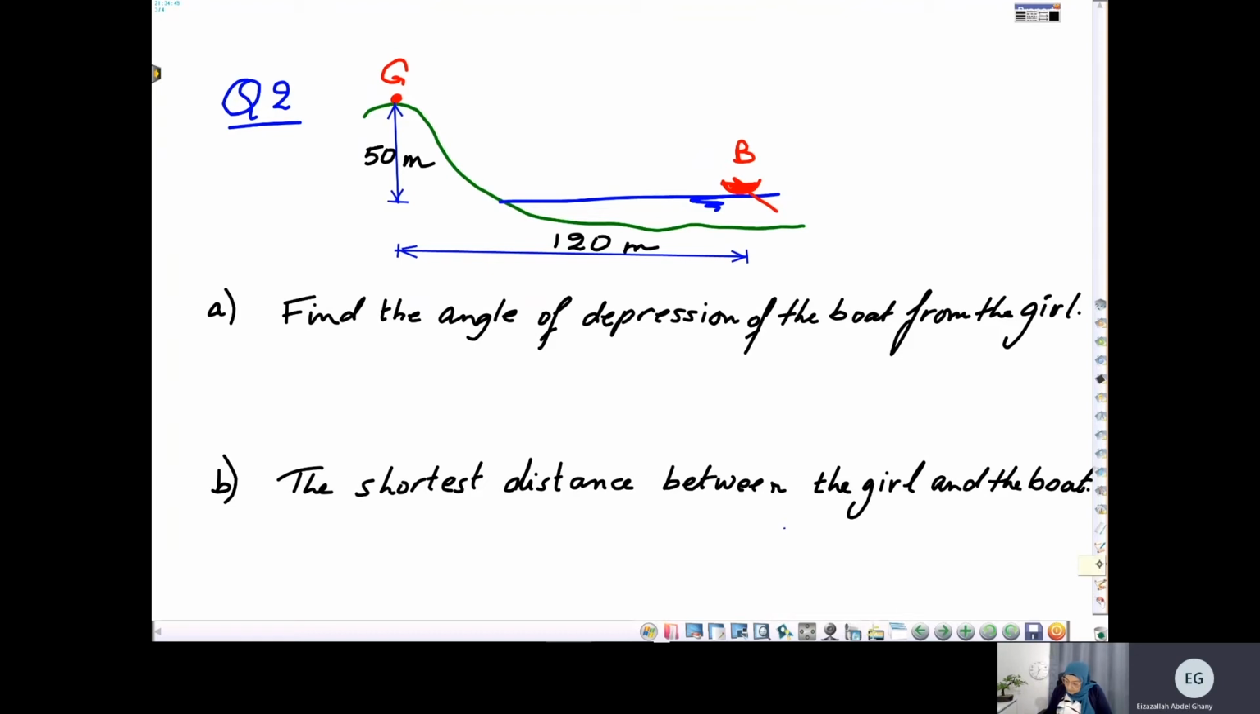First of all, we have to find the angle of depression of B from G, where the eye is at G. Locate the eye. Here is the eye.